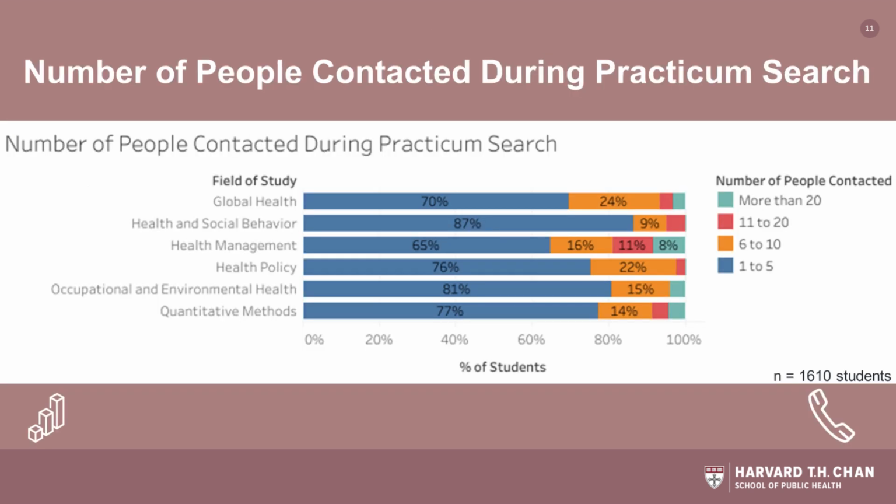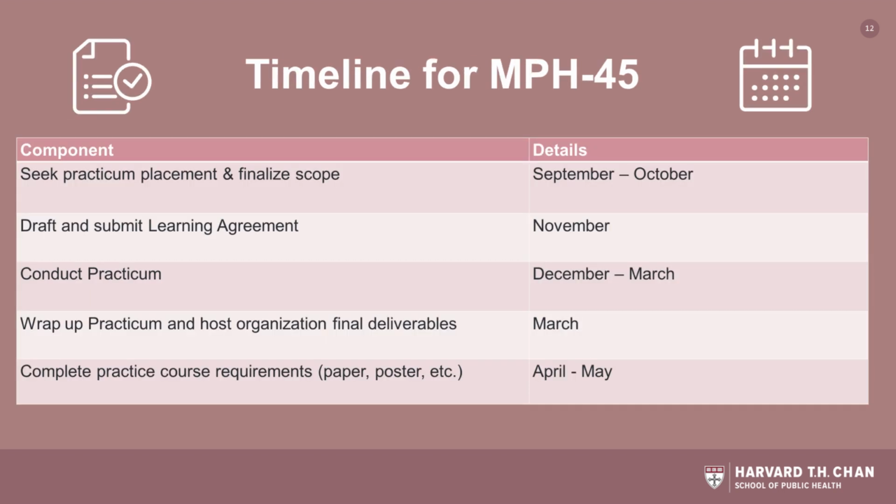How many people should you plan on contacting in order to secure a practicum placement? As you can see, the typical number of people contacted in order to secure a placement tends to be around 1 through 5, but in some cases it can be many more. It does vary.